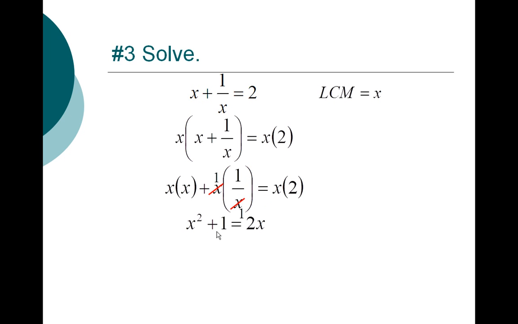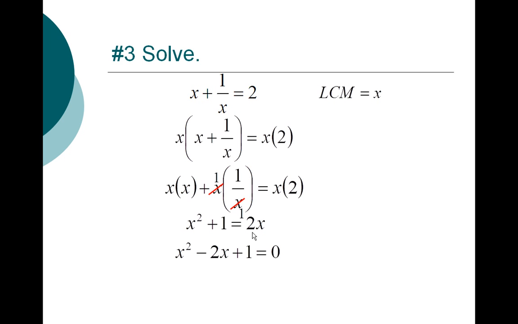Now, what does this look like it's forming here? x squared plus 1 equals 2x. Does that look familiar to you? It should. So whenever you have something squared, it should look familiar. When we have a trinomial that starts to form, we need to try to get everything on one side, set equal to 0.